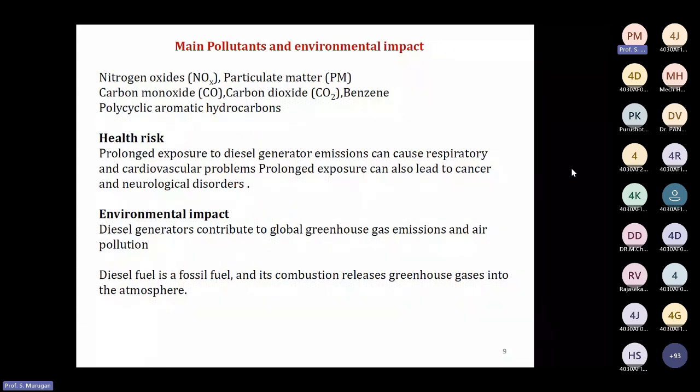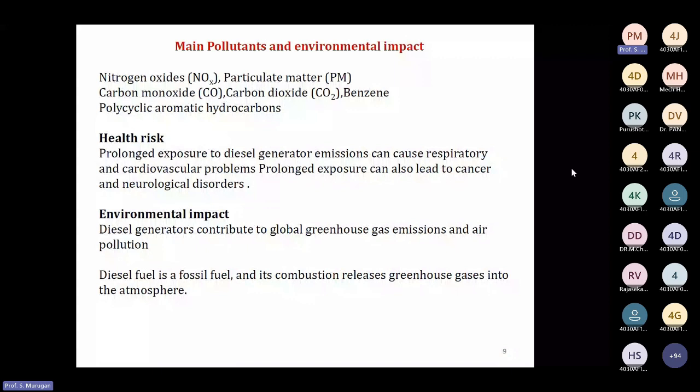So if you see this health risk, oxides of nitrogen, particulate matter, all are dangerous. Carbon monoxide, carbon dioxide, polycyclic aromatic hydrocarbon, normally we call it PAH. All of them, of course, affect our health, especially respiratory systems and lungs. On the other hand, these diesel generators emit huge pollutants, as I told, which contribute to global greenhouse gas emission as well as air pollution.